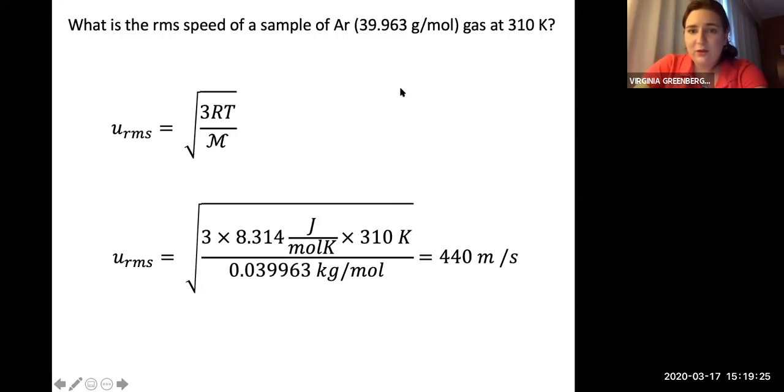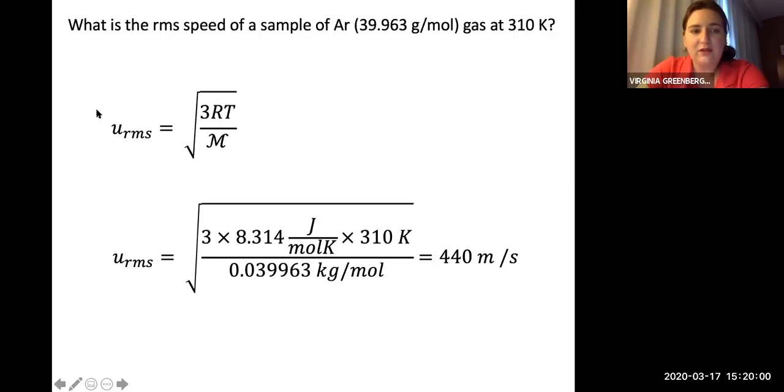And so here I have a worked out problem for how to determine and calculate the RMS speed for a given gas at a certain temperature. In this example, I have argon. If you look at the molecular weight on the periodic table for argon, we can see that it's 39.963 grams per mole, and that'll be true at any temperature. But they say that the temperature of our sample is 310 Kelvin, which is body temperature.